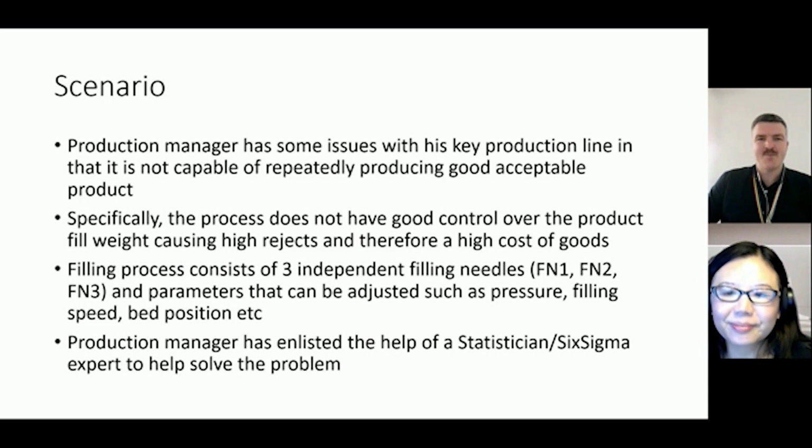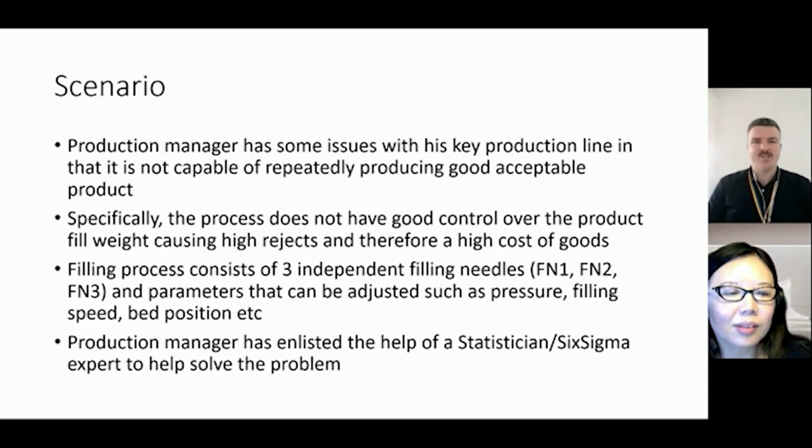Brilliant, thank you. So just to set the scene a little bit, myself and Eugenie are going to take on different roles here. I'm going to be the production manager who's got a problematic process, and Eugenie is my statistician or Six Sigma expert who's going to help me solve the problem.